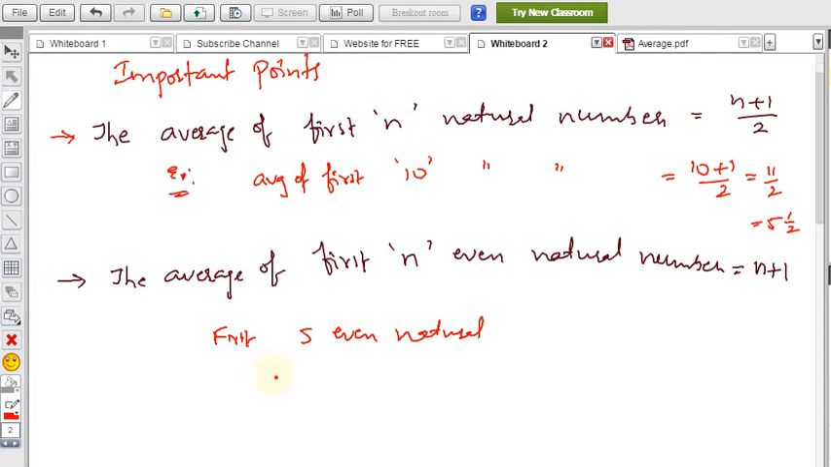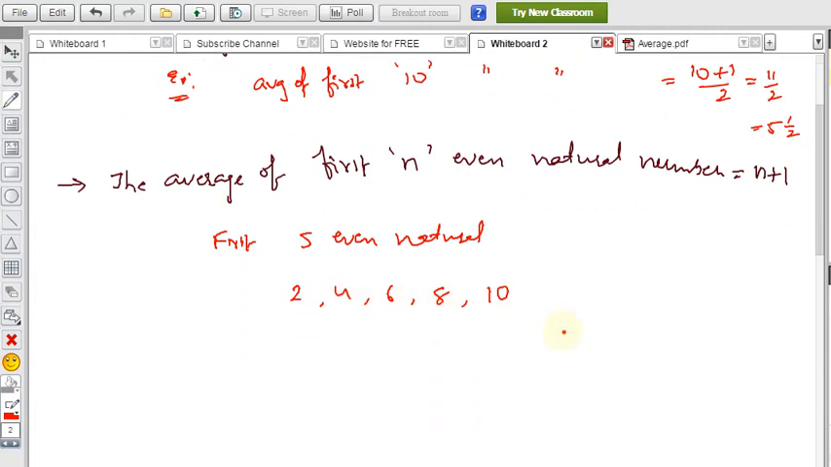Then if you take the even numbers, 2, 4, 6, 8, 10, these are the first 5 even natural numbers. Now this average is equal to n plus 1, that is equal to 5 plus 1, 6 should come. So 6 is the average of the first 5 even natural numbers.